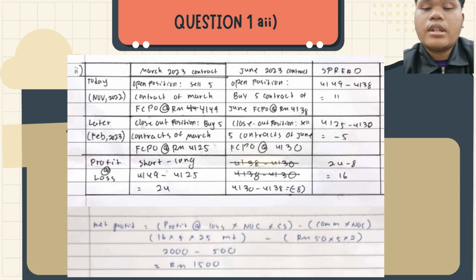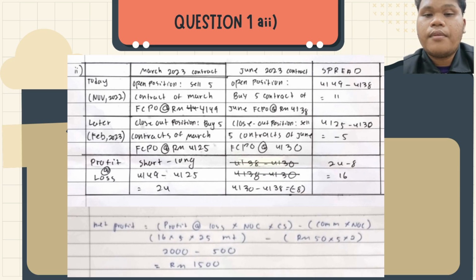Our value of profit is 16 points. Number of contracts is 5. Contract size is 25 metric tons. So 16 multiplied by 5 multiplied by 25 equals 2,000 ringgit. Then we subtract the commission. 50 ringgit multiplied by 5 contracts multiplied by 2 transactions equals 500 ringgit. Therefore, 2,000 ringgit minus 500 ringgit equals 1,500 ringgit. So the final net profit is 1,500 ringgit.